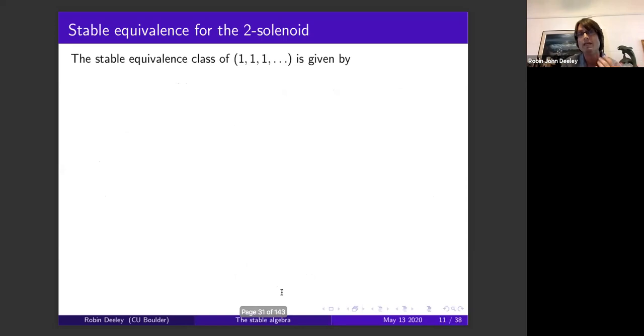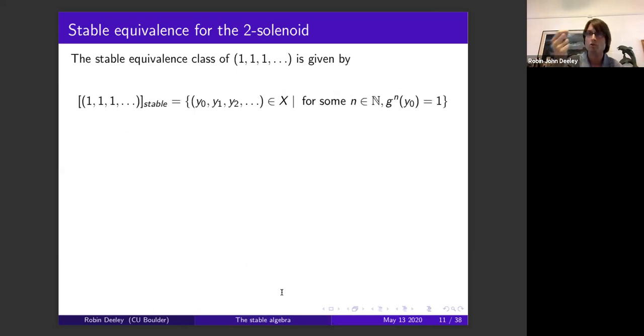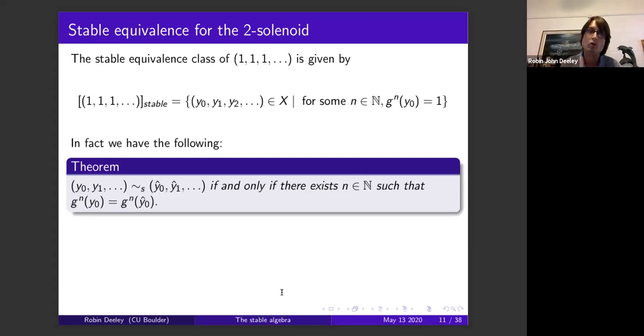So if we look at the entire stable equivalence class of this point, it just looks like points whose first coordinate eventually is 1, right? There's nothing special here about picking the point all ones. If I took another point where maybe the map's doing something more non-trivial to it, the same sort of condition applies. So I hesitate to call it a theorem, but I would call it a theorem in the slides. It's a little proposition that says two of these points are going to be stably equivalent if and only if you take an iterate of that first coordinate and they're equal.